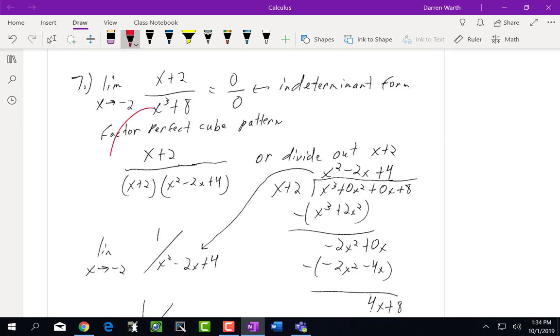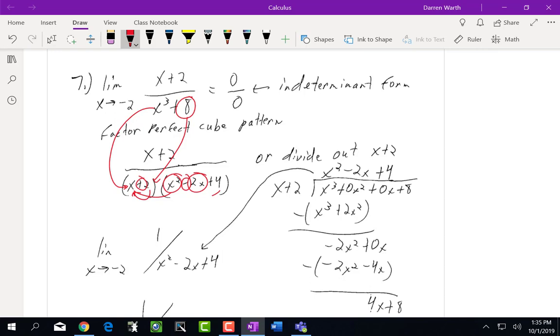So I take the cube root of x cubed, and that's going to give me an x. And then I'm going to take the cube root of 8, and that gives me my 2. So now that I've factored out the x plus 2, this is a conjugate pattern. So my conjugate pattern, I just ask myself, what times x is going to give me that x cubed, that is x squared. And then I have to change this sign right here. That becomes negative.